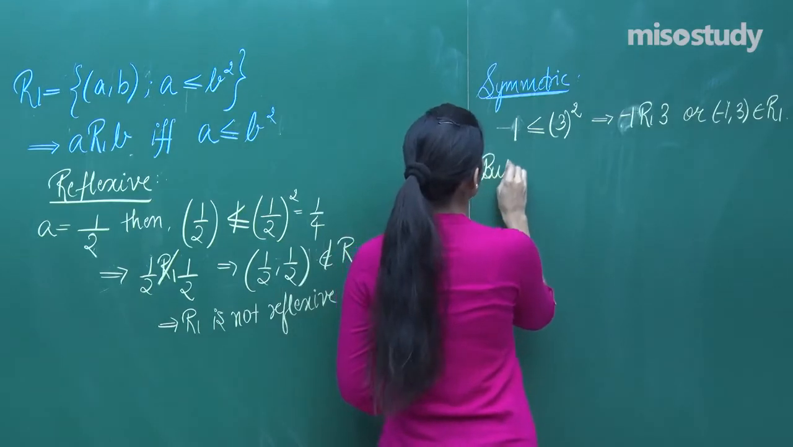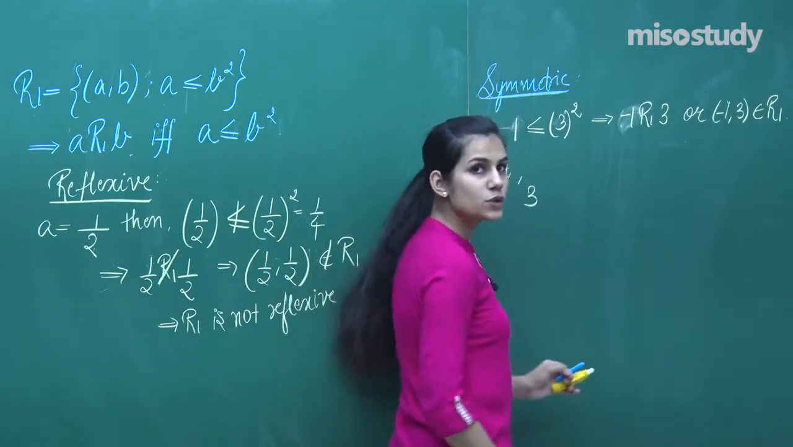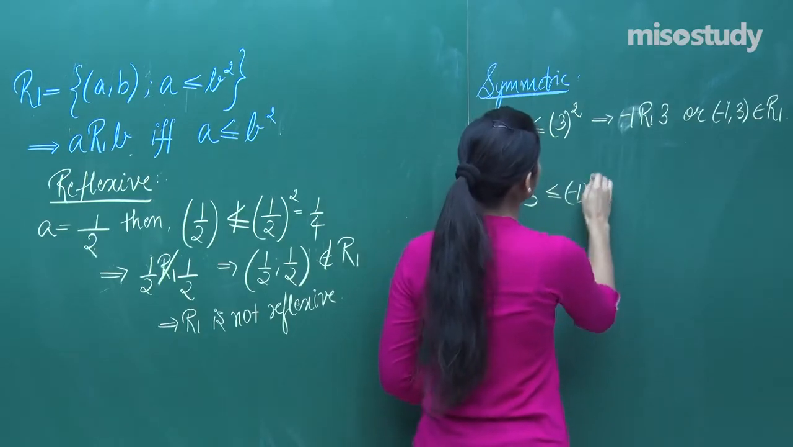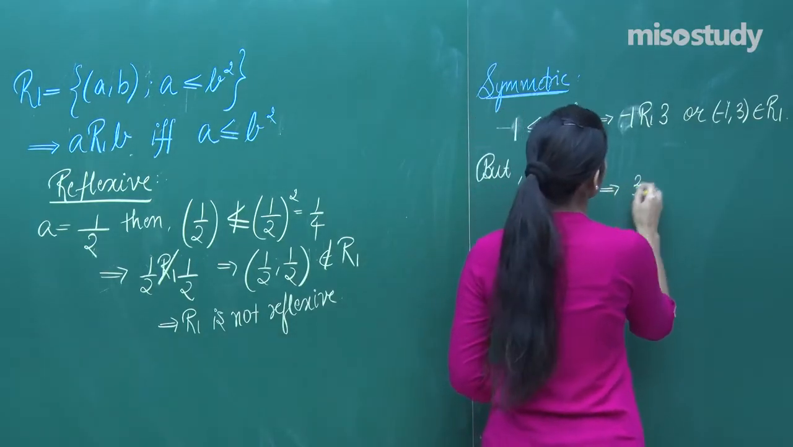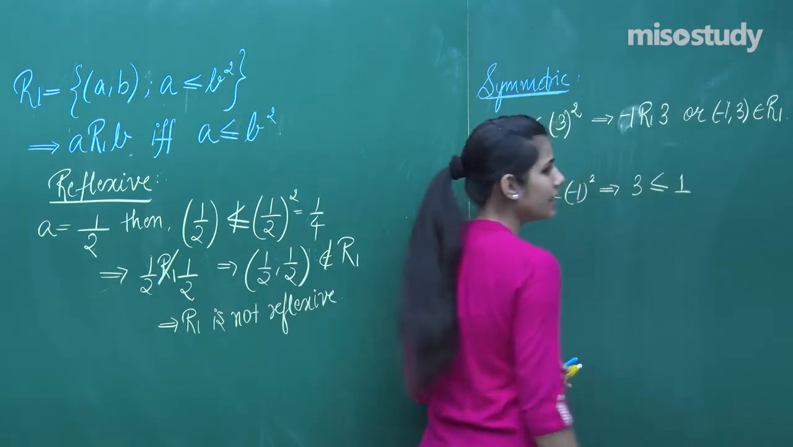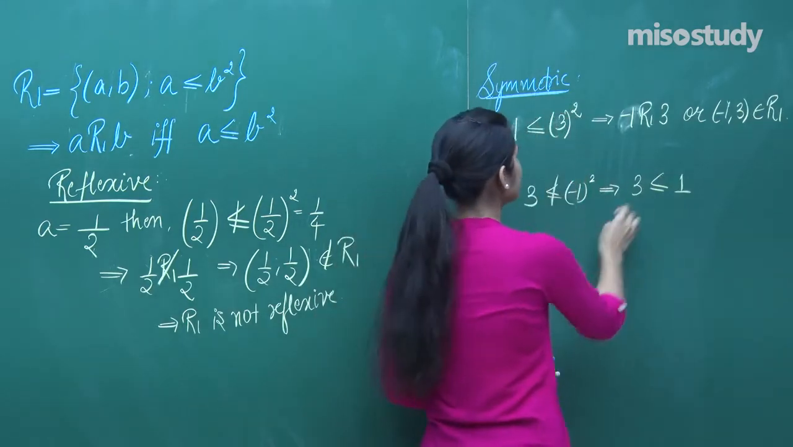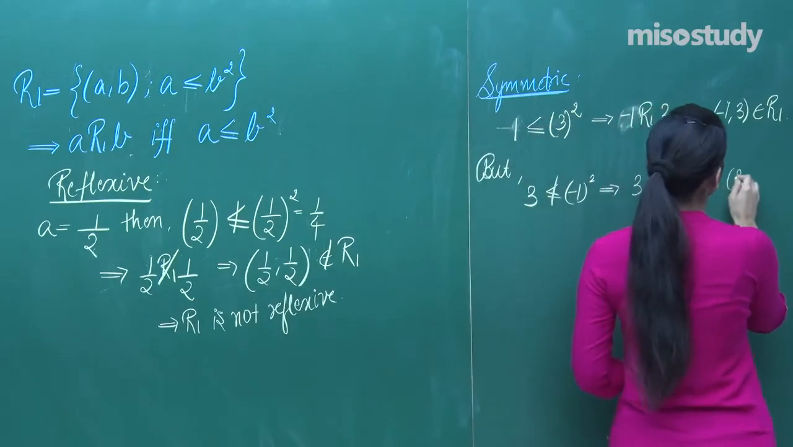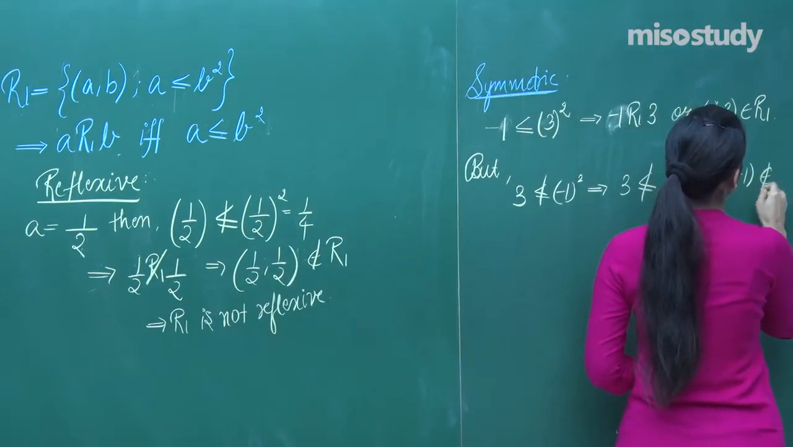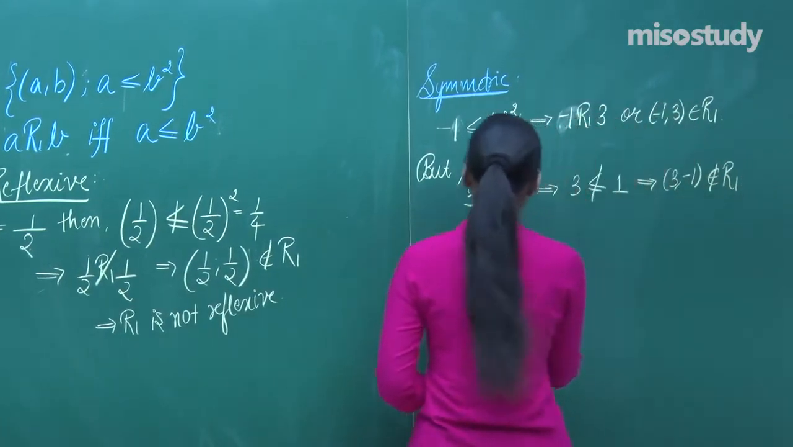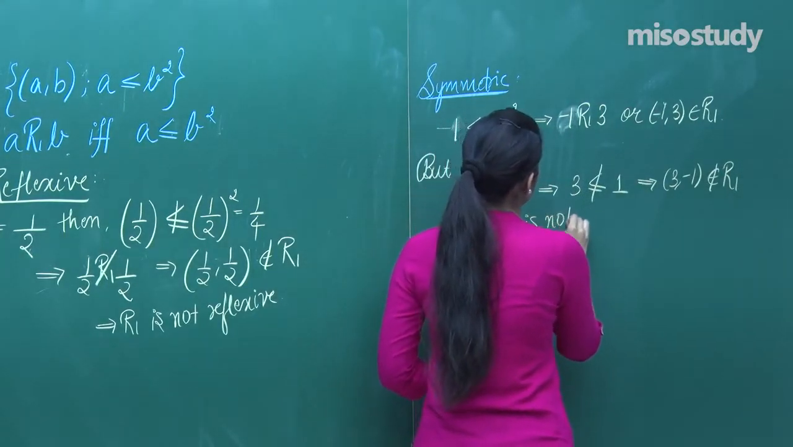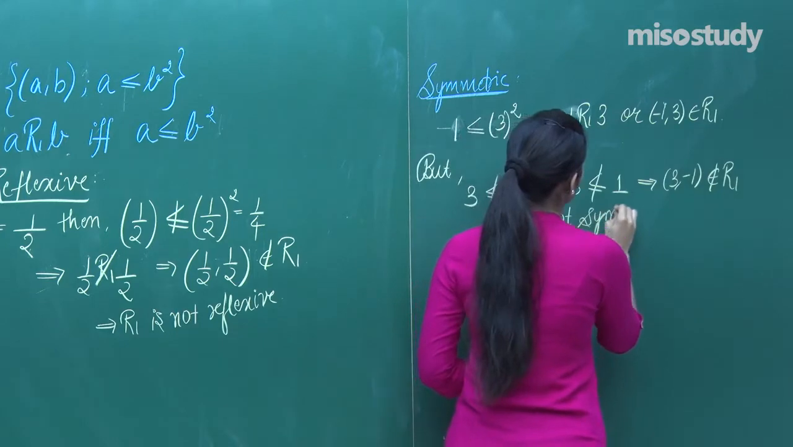But for 3 comma -1 to belong to R1, 3 should be less than equal to -1 square, which means 3 should be less than equal to 1. Which is not true. This implies 3 comma -1 does not belong to R1, which implies R1 is not symmetric.